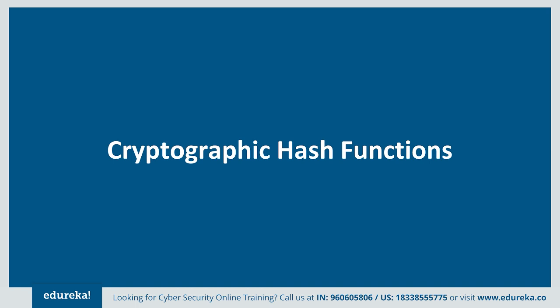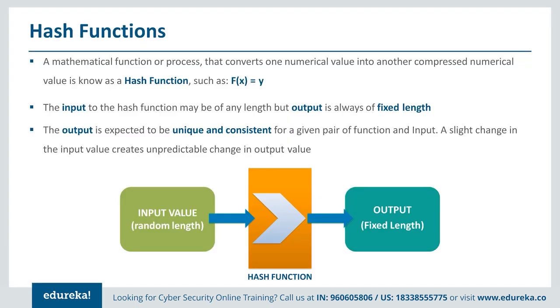It is secure. A mathematical function or process that converts one number value into another compressed numerical value is called a hash function. So getting any sized file and compressing it into a standard size file is called a hash function. The input to the hash function may be of any length, but the output is always a fixed length. The output is expected to be unique and consistent for any pair of function and input.